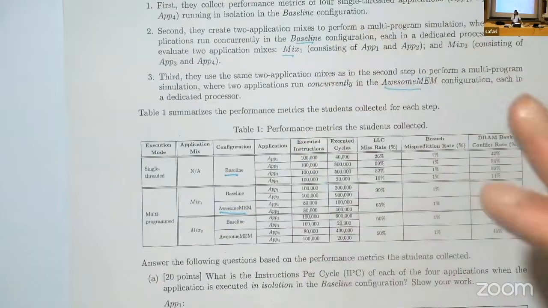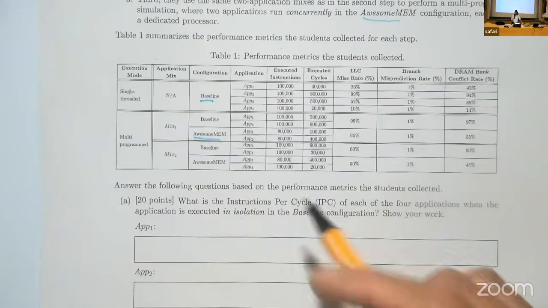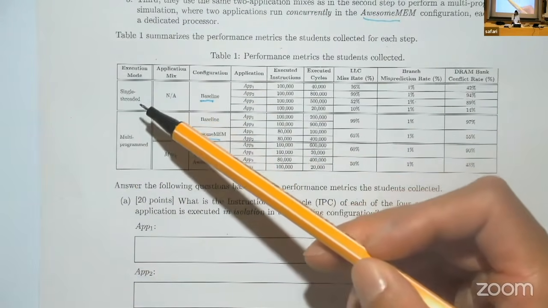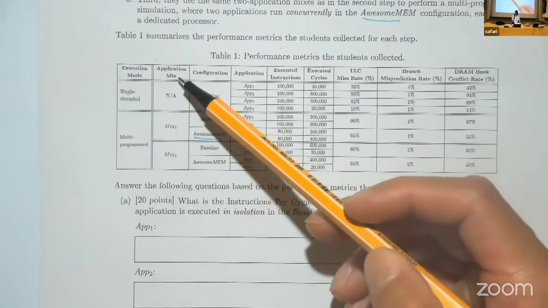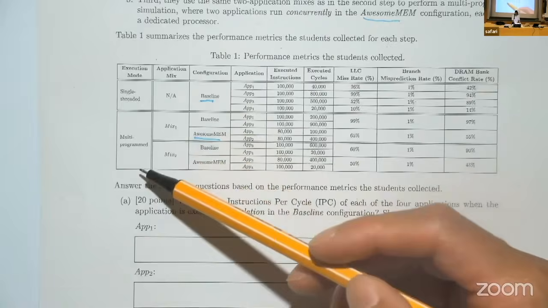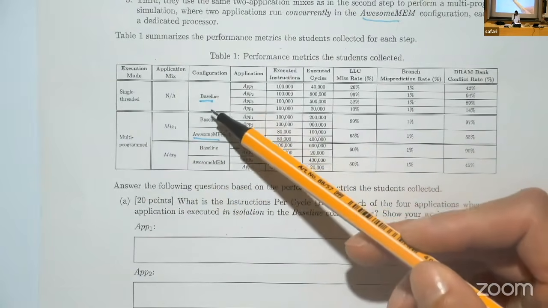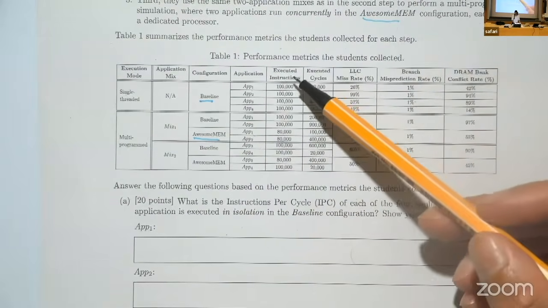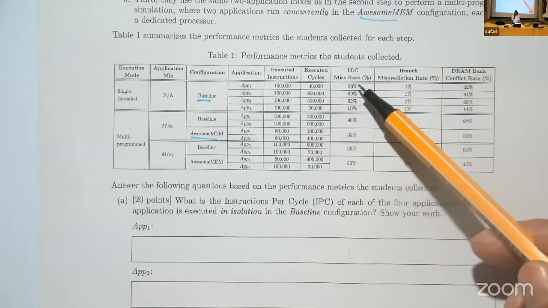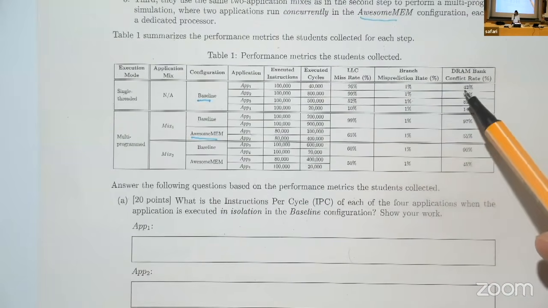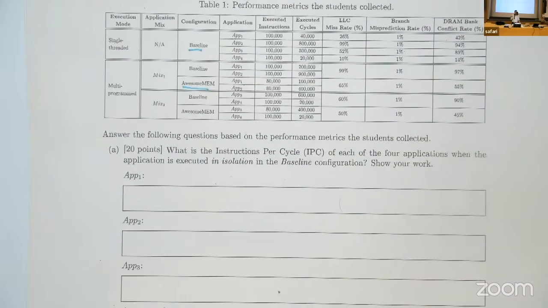You run all of those tests, and you collect the data that is in this table here. In the table, you have the execution mode, single-threaded or multi-programmed. The application mix is only relevant for the multi-program case. Then the configuration, baseline or AwesomeMem, the applications, and some metrics: executed instructions, executed cycles, last level cache miss rate, branch misprediction, and DRAM bank conflicts. Then it's going to ask you a bunch of small questions on top of it.